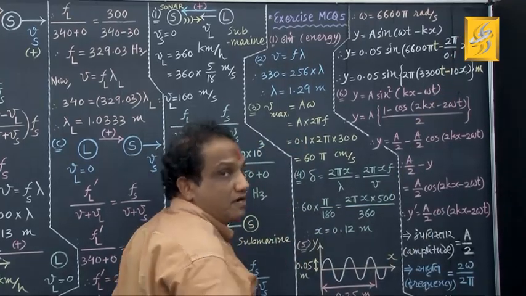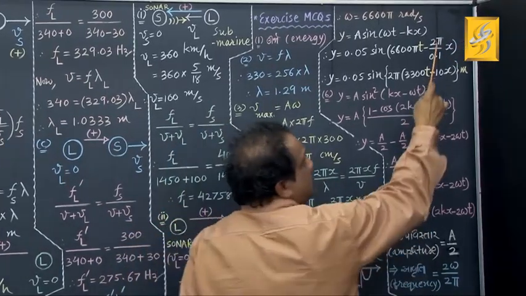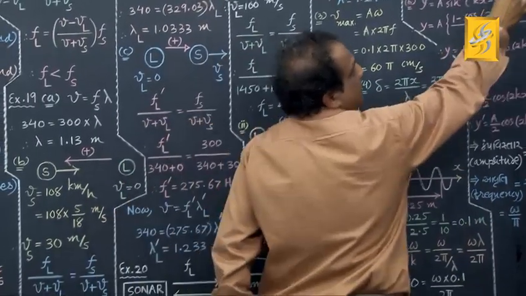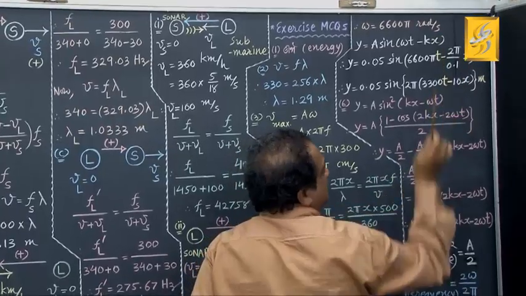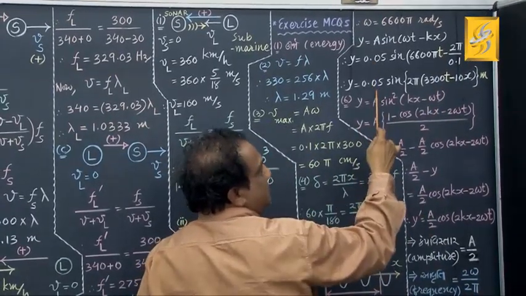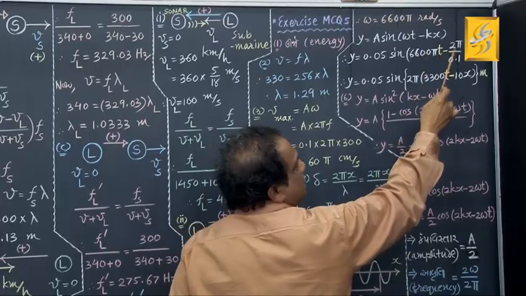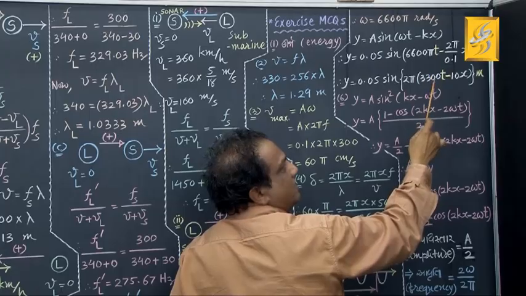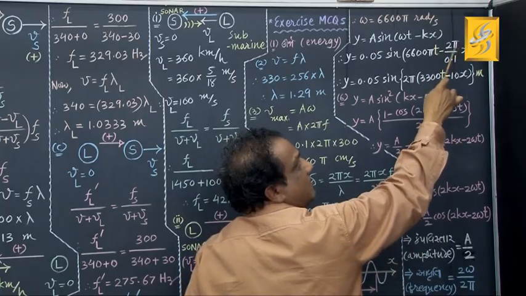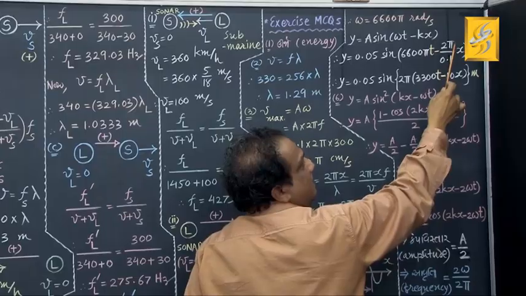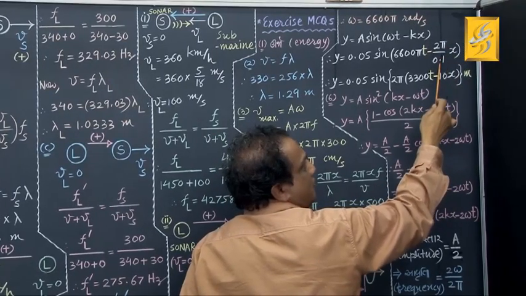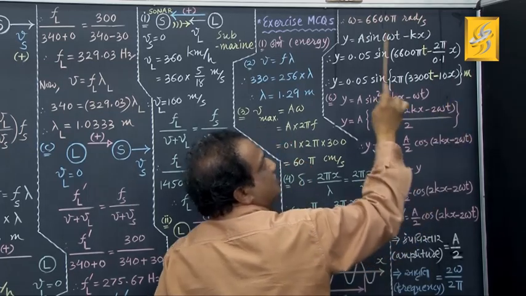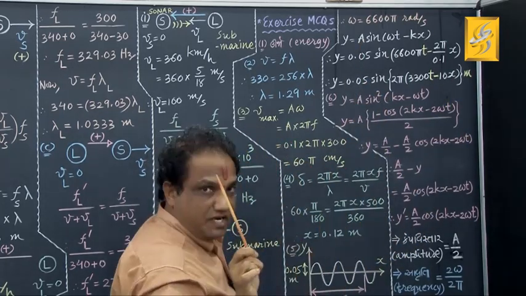K is the wave vector, 2 pi upon lambda, where lambda is 0.1 meter, into x. Simplify now: 0.05 as it is, sin as it is. From these two terms, I can take 2 pi common. Then left inside the bracket is 3300 t minus, because 2 pi has gone out, x upon 0.1. 0.1 means 1 upon 10, so 10 will go up, 10 into x, correct? That many meter, because this amplitude you are taking in meter, correct?